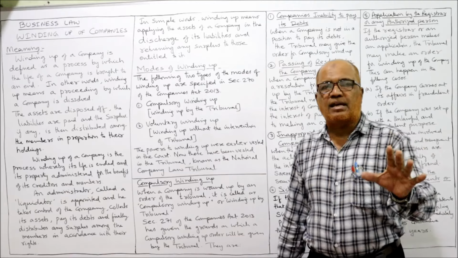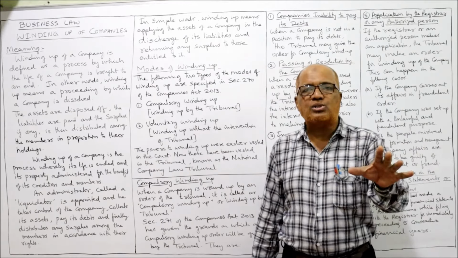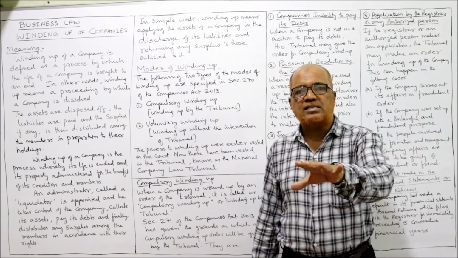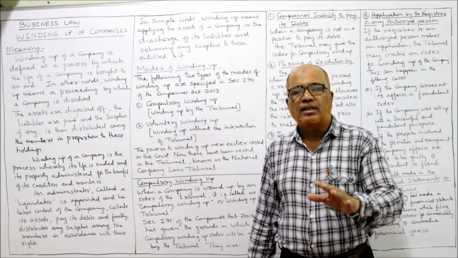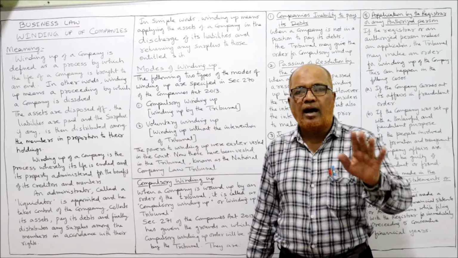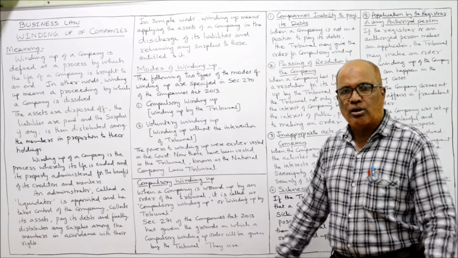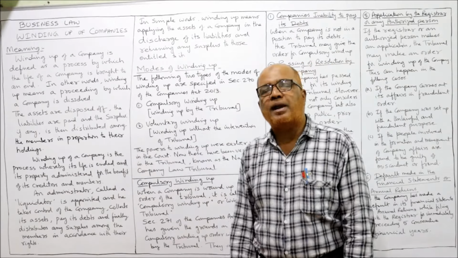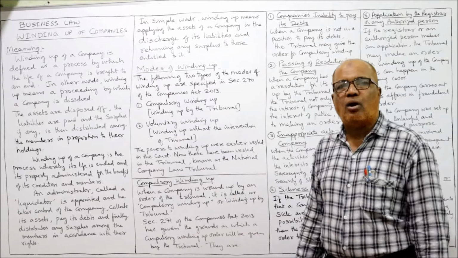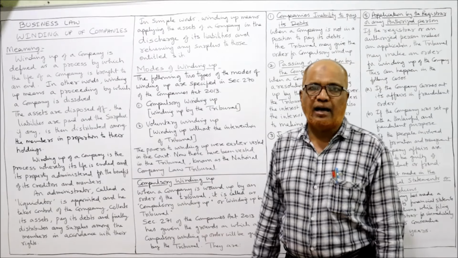In simple words, we can say winding up is the process by which the assets will be sold off, the liabilities will be paid, and any amount left will be distributed among members. That's all. So far I have explained the meaning of the term winding up.